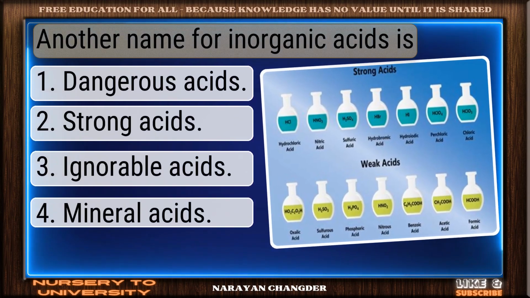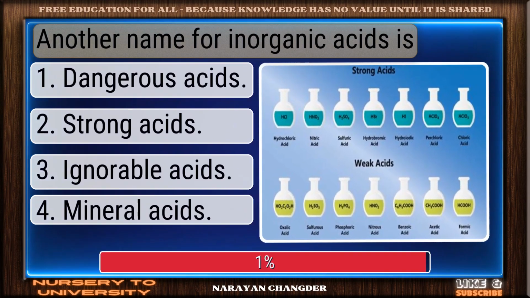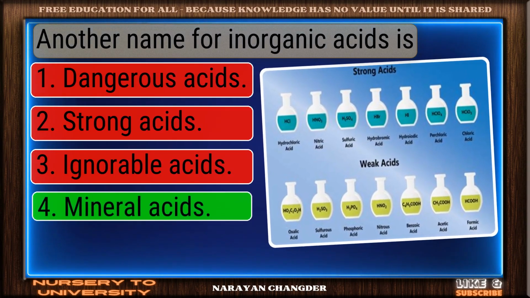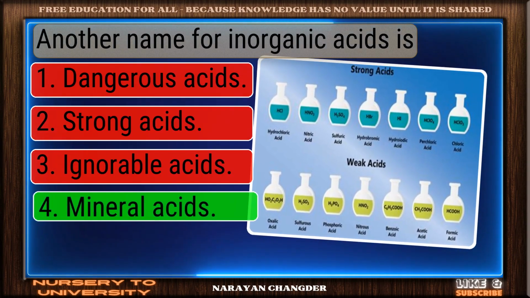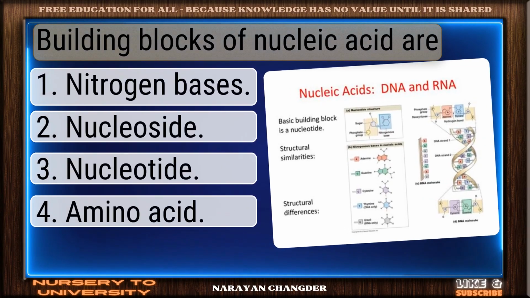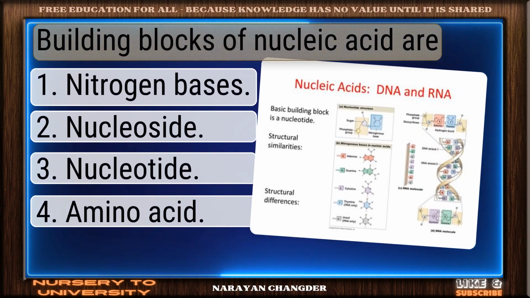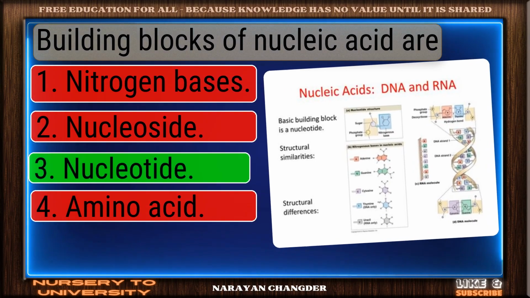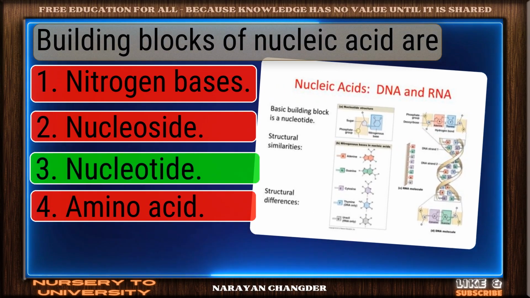Question number 62. Another name for inorganic acids is. Sharp thinking. Mineral acids is the right choice. Question number 63. Building blocks of nucleic acid are. On track. Nucleotide is the correct answer.